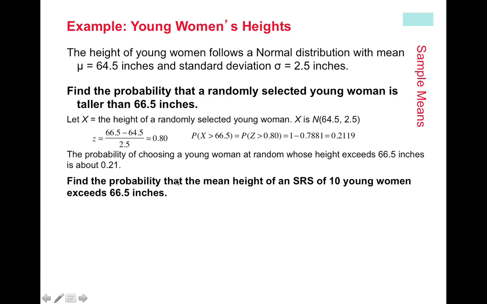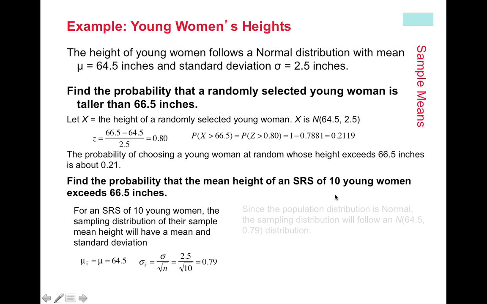Alright, this one says find the probability that the mean height of an SRS of 10-year women exceeds 66.5 inches. It's different from this one. This one's talking about one person, and we went back to the population. This one I'm talking about a sample, so I need to find that new standard deviation.